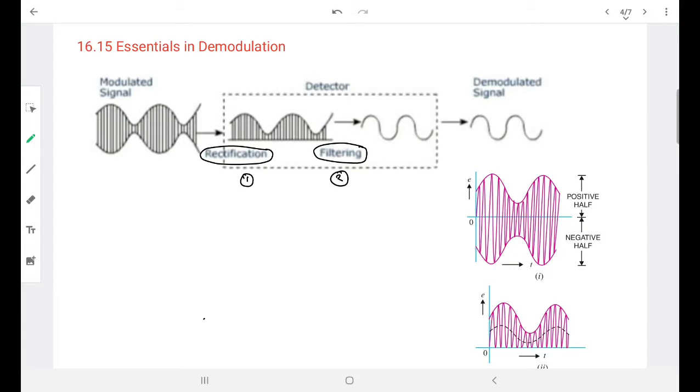How can this rectification and filtration be done? Both these processes we already studied in electronics. How can we rectify?